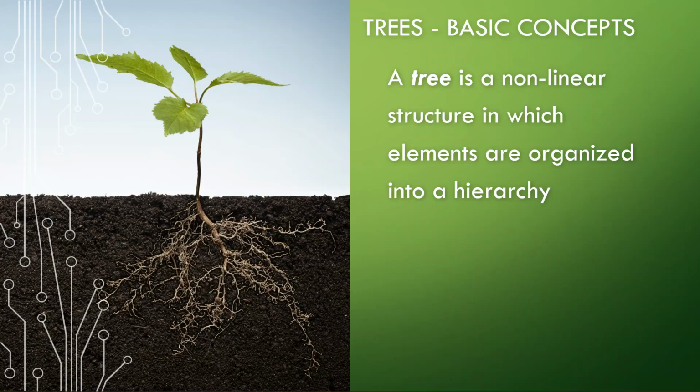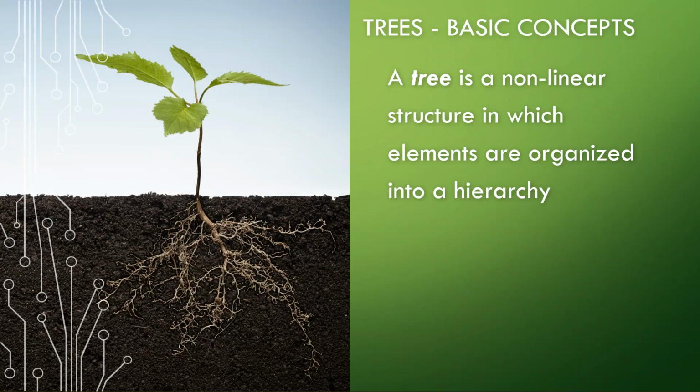So a tree is a non-linear structure in which the elements are organized into a hierarchy. The idea here is that when we were dealing with things like linked lists, that's a linear structure, where you have one element that connects to another, and another. And so it's just creating one straight line, a linear structure.